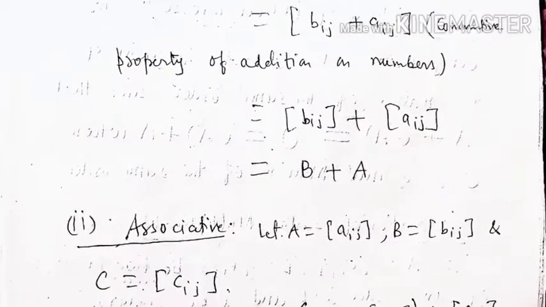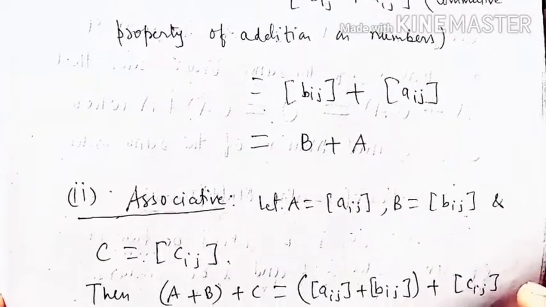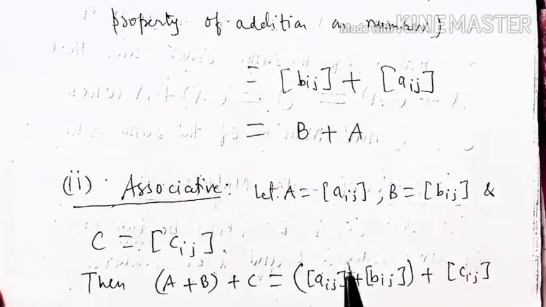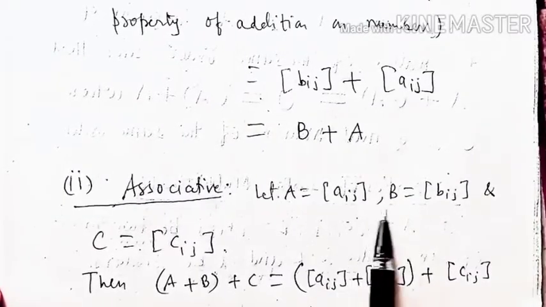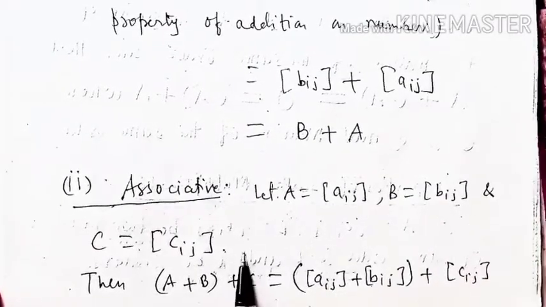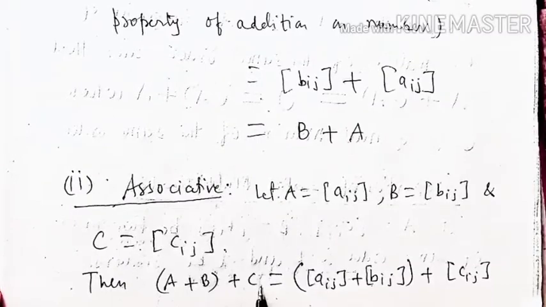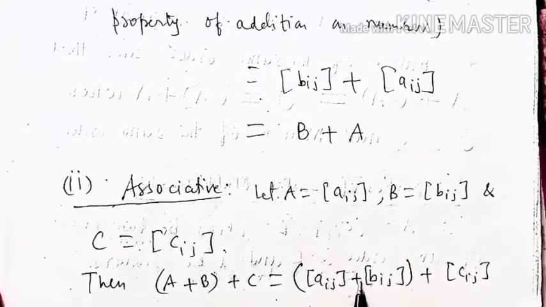Now associative property. Here we have to take three matrices. So we take A = [aij], B = [bij] and C = [cij]. Then A plus B plus C. Here we add the first two matrices, then we add the sum with the third one.